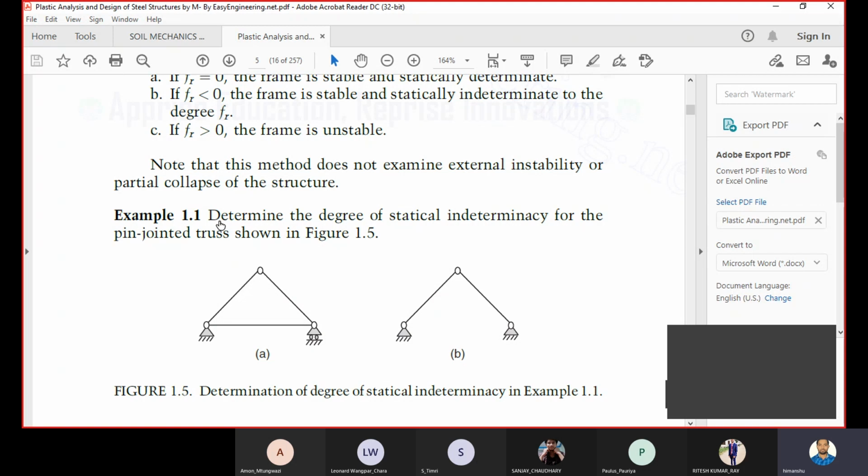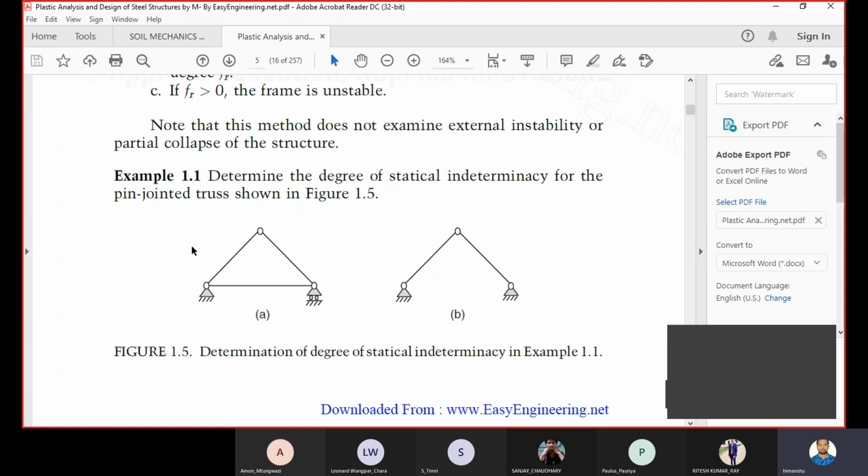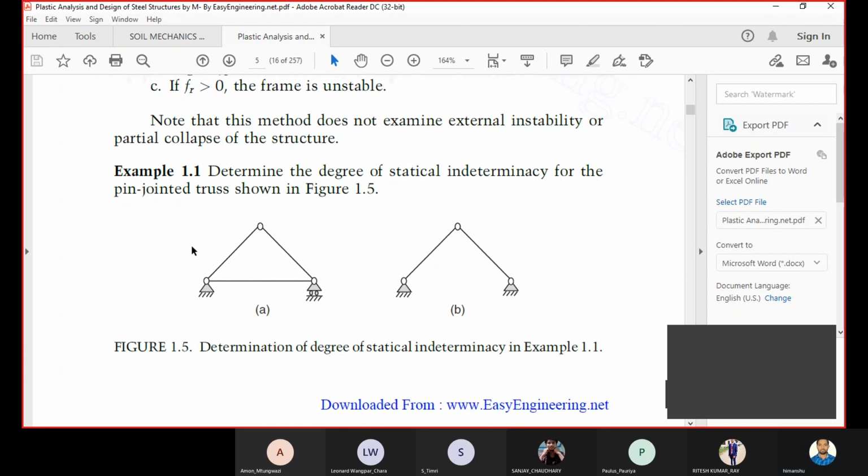And what is he asking? In this question, he is asking about the determinacy or the degree of statical indeterminacy of a pin jointed truss. So let's see how to solve this. First, you have to make a free body diagram of this particular structure. There are two examples. One is this, one is this. Okay. So we will see how to solve this.